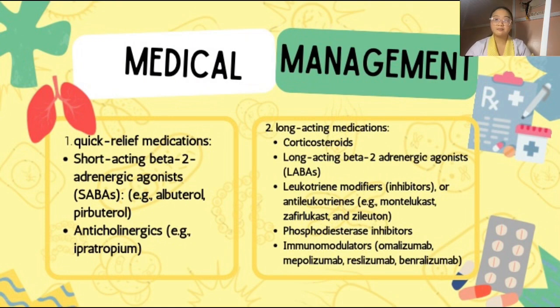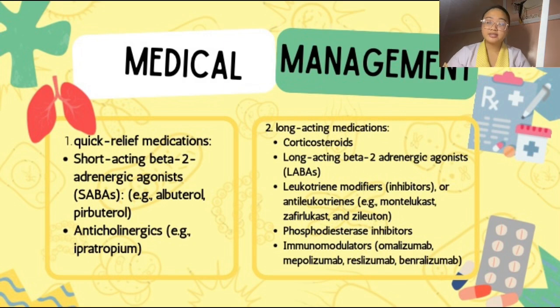Next are the long-acting beta-2 adrenergic agonists. So these LABAs work similarly to the SABAs from the quick relief medications but have a longer duration of action, making them more effective for preventing asthma attacks. Next are the leukotriene modifiers. So this type of medication blocks the effects of leukotrienes, which are inflammatory substances that contribute to the asthma symptoms. Then next are the phosphodiesterase inhibitors. So these medications help relax your airways and reduce inflammation.